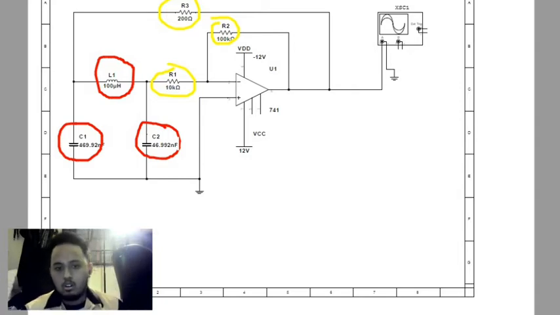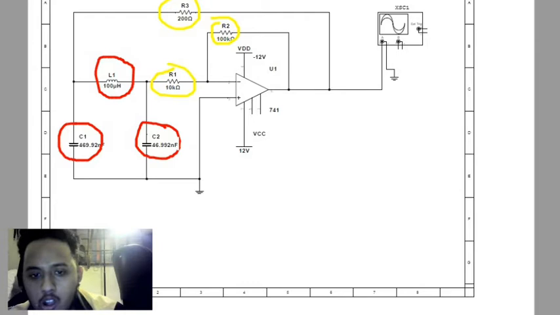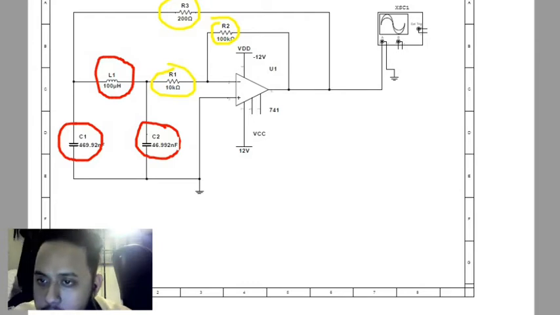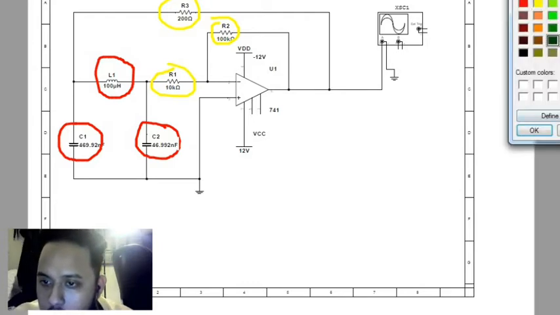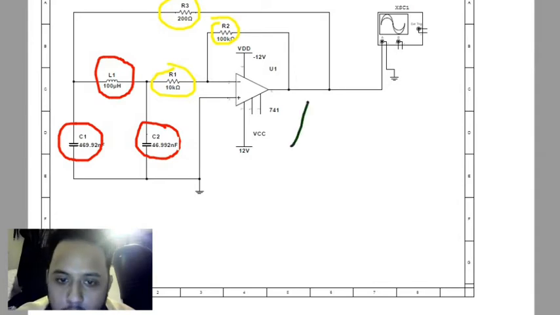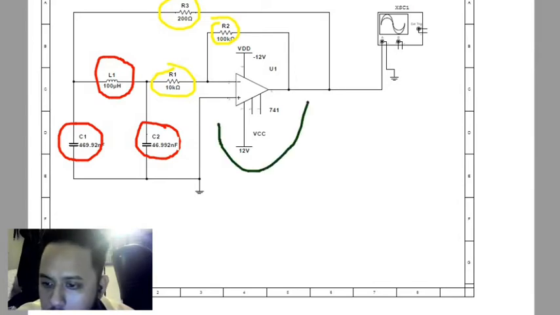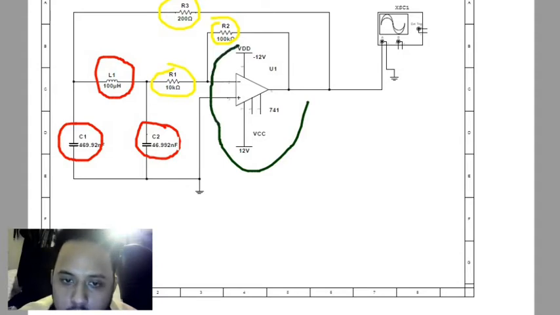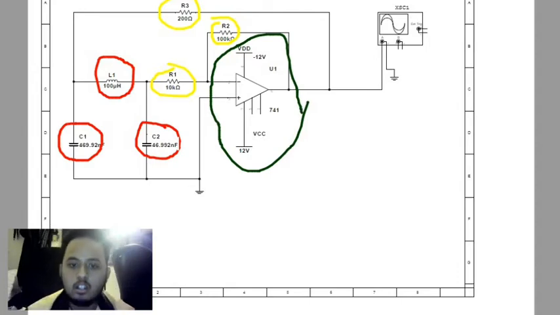So what is this component? As we know, this is an inverting amplifier. What is an inverting amplifier here? Basically, the inverting amplifier is a type of operational amplifier, a circuit which produces an output out of phase with respect to the input by 180 degrees.